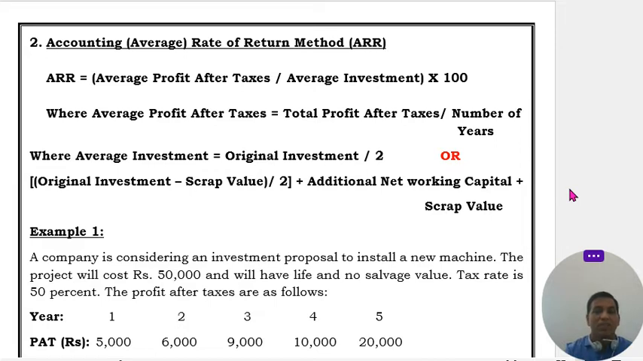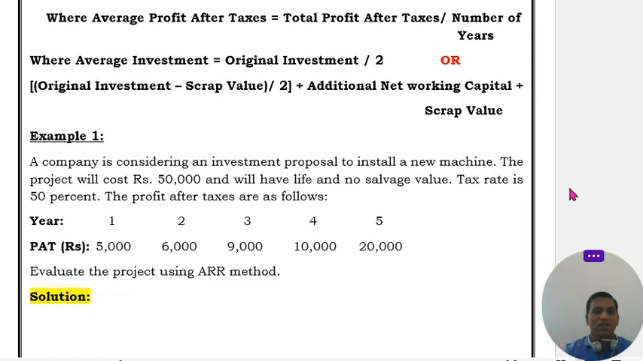In case of more than one project, if two or three projects are available, then how will you make the decision? You will calculate the ARR of all the projects and then compare, and the project which is giving the maximum, the highest ARR should be accepted and the others should be rejected. That is how we make the decision in this ARR method. Let us see an example I am going to solve here.